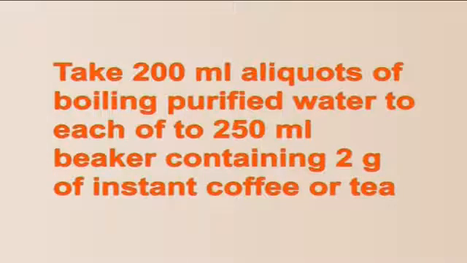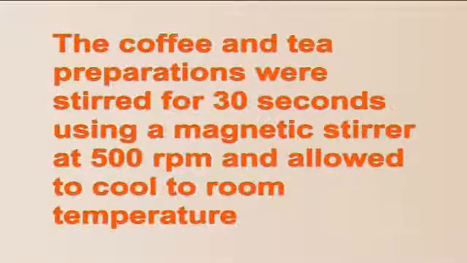Sample preparation. Add a 200 ml aliquot of boiling purified water to each 250 ml beaker containing 2 grams of instant coffee or tea. The coffee and tea preparations were stirred for 30 seconds using a magnetic stirrer at 500 rpm and allowed to cool to room temperature. The soft drink samples were used as supplied by the manufacturer.